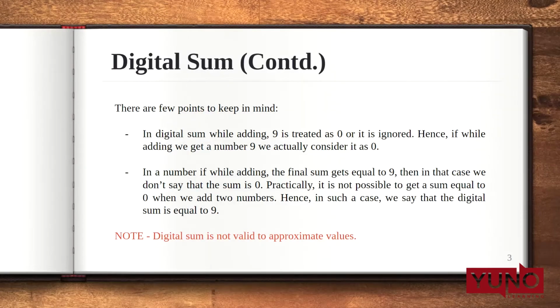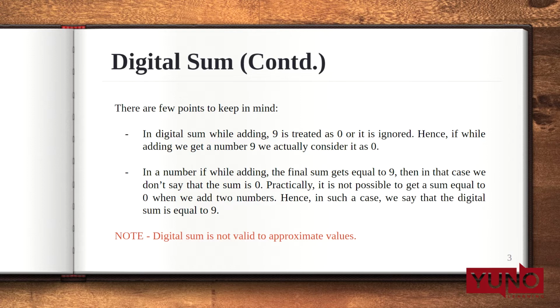Now there are a few points to be remembered while calculating digital sum. The first is whenever we are adding two numbers and we get a sum equal to 9, this 9 is treated as 0, or we can ignore this 9. Also, if we have a number whose sum is 9 only, we will see an example in the next slide.